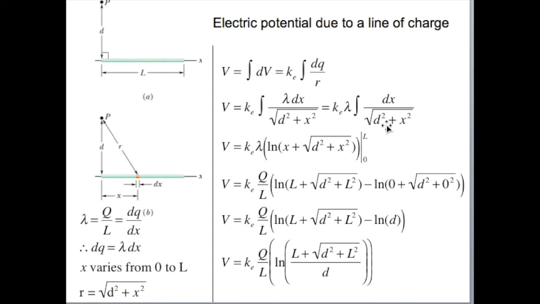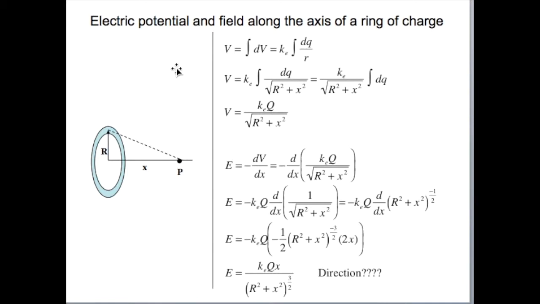And so then we have to take the integral with respect to x of this thing, and we end up with this. So it ends up being a logarithmic thing. The way it might help you remember this is that ln looks like line, and this is due to a line of charge. That's it.